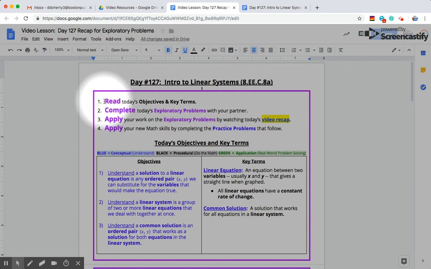At this point, you already should have read through today's objectives and key terms. And you also should have already attempted to complete today's exploratory problems by working with your partner, using resources like Google, reading through the objectives and key terms again, anything you can do to try to figure out some of this new math on your own. At this point now, you're on step 3. You're going to go ahead and analyze your work on the exploratory problems by watching today's video recap.